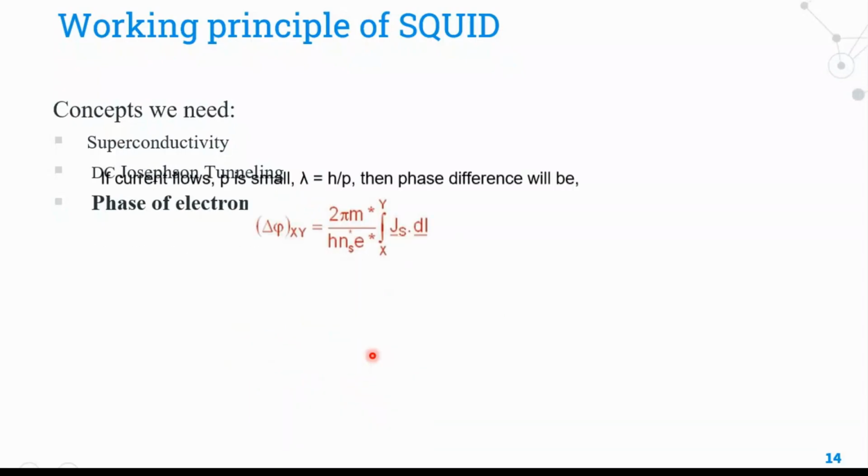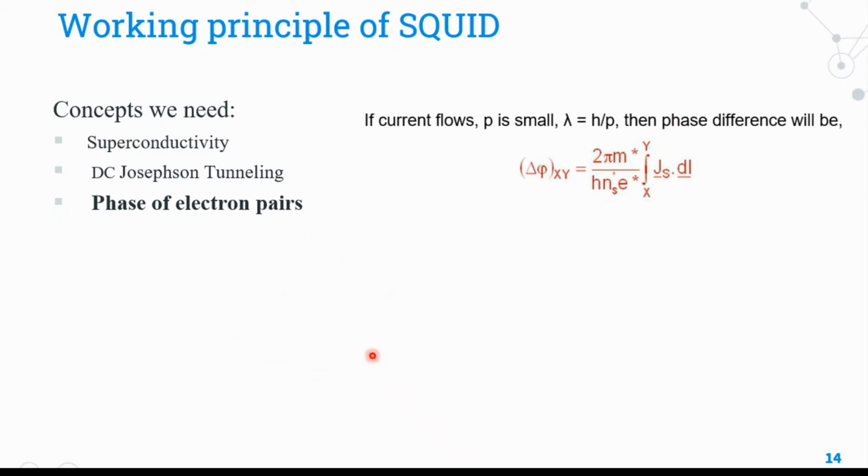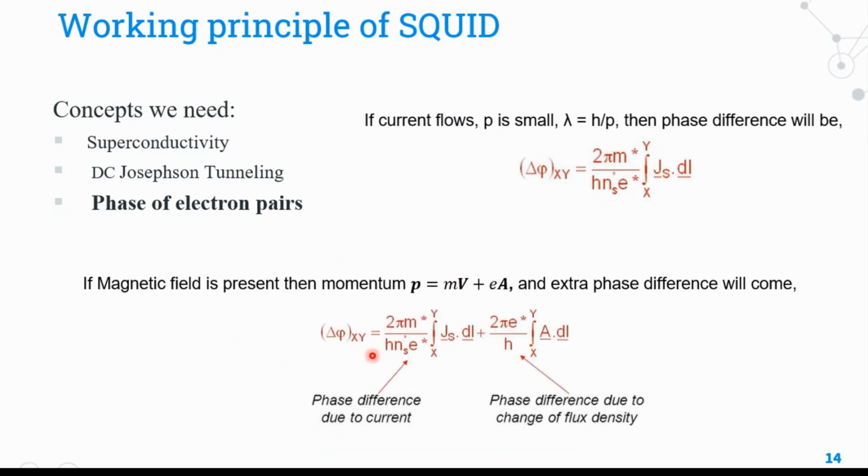And there is an interesting phenomenon: if we apply a magnetic field, then the momentum will change, and the magnetic vector potential will play a role. The phase change from x to y will be contributed by two parts: the phase change due to current and the phase change due to change of flux density.